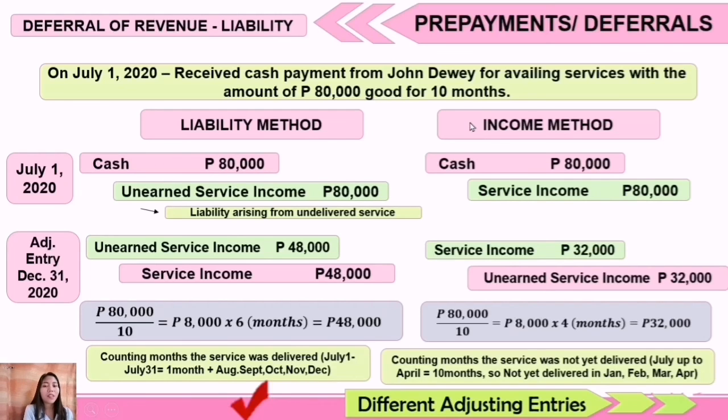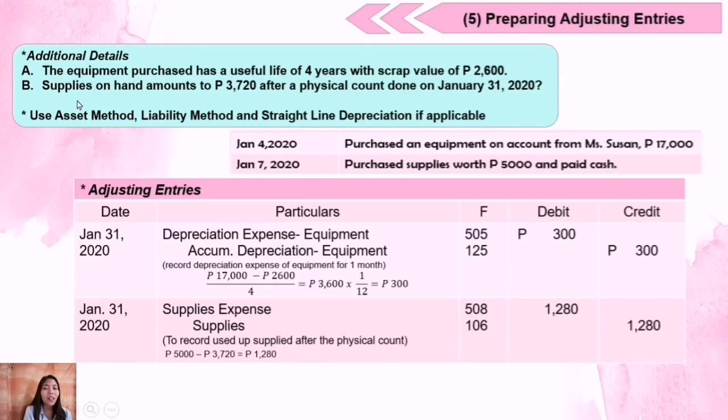an income method. For supplies on letter B, supplies on hand amounts to 3,720 from the original amount 5,000 pesos. So this is the simplest adjusting entry. Just subtract the two to get the amount of supplies that were used. So 5,000 minus 3,720 remaining. So we have used up 1,280.